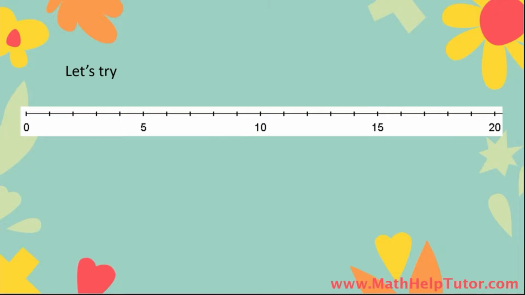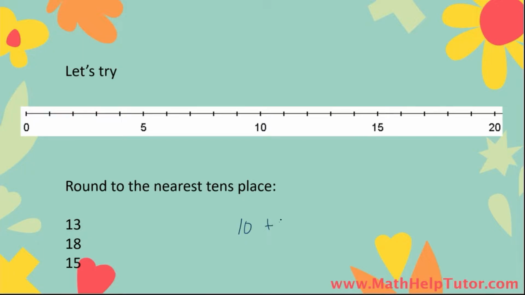Let's try this concept on a few numbers. Let's round the numbers 13, 18, and 15 to the nearest tens. The tens place value of all these numbers is 10. Let's write the expanded form of these numbers. So for 13, you have 10 plus 3.